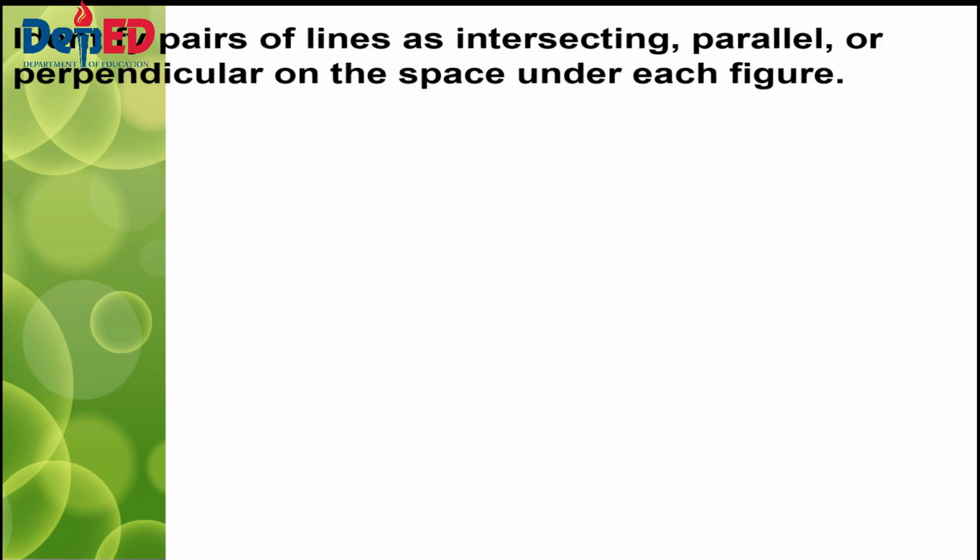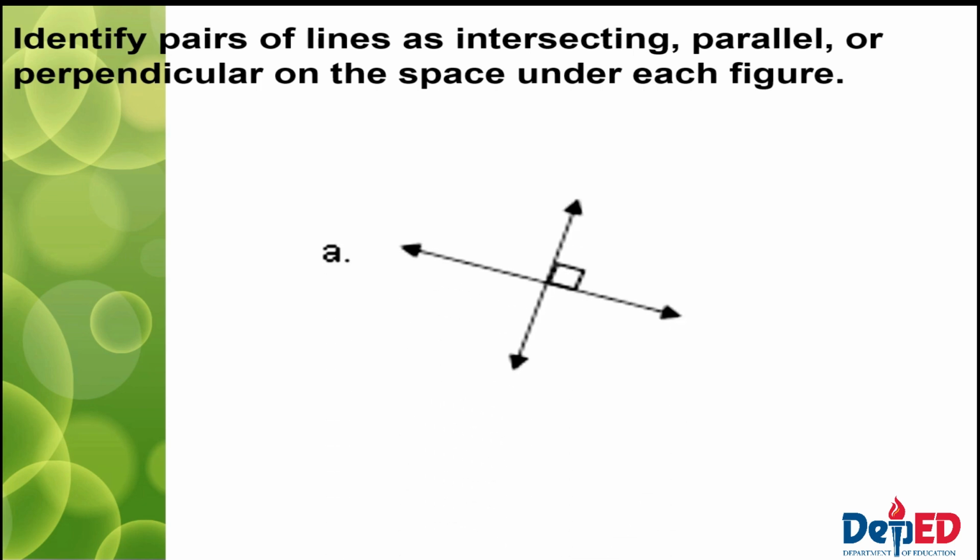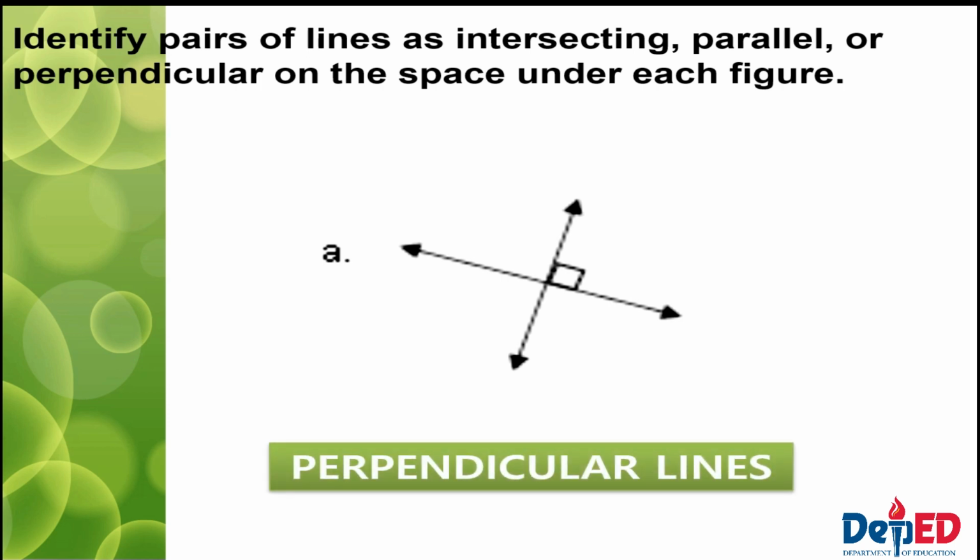And now it's your turn to answer the following exercises. You are going to identify pairs of lines as intersecting, parallel, or perpendicular on the space under each figure. Letter A. What is the answer? Is it intersecting, parallel, or perpendicular? Okay, the answer is perpendicular lines. Very good.